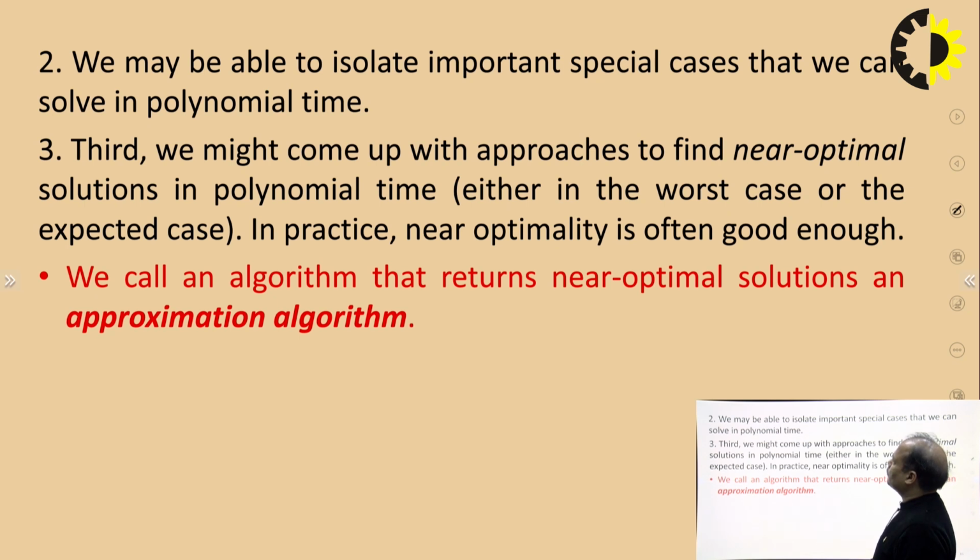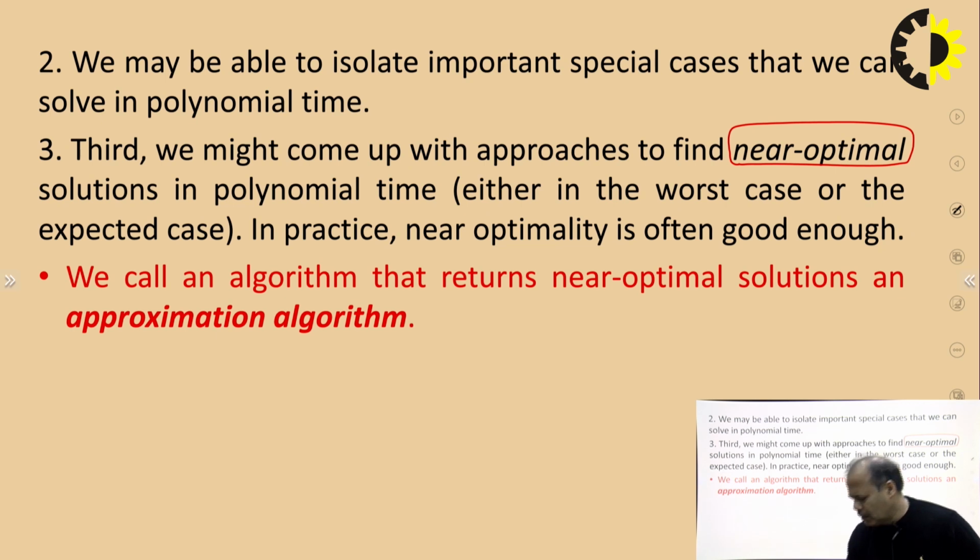Or the second solution is that we may be able to isolate important special cases that we can solve in polynomial time. This is the second solution. It is also not very recommended. The third solution is that we might come up with approaches to find near optimal solutions. This is the important keyword here. So we are going to get a near optimal solution using an approximation algorithm, right? And this near optimal solution is going to solve the problem in polynomial time.